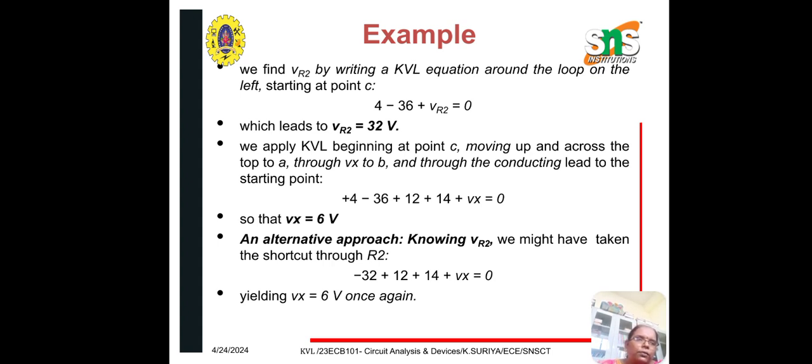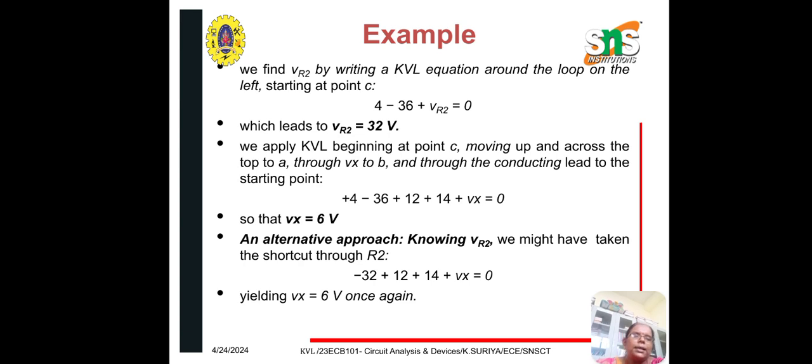Next we have to find Vx. In order to find Vx, we need to apply KVL beginning at point C, moving up and across the top through Vx to B and through the conducting lead to the starting point. We will be taking the maximum loop. So we will get plus 4 minus 36 plus 12 plus 14 plus Vx is equal to 0. So we will get Vx is equal to 6.